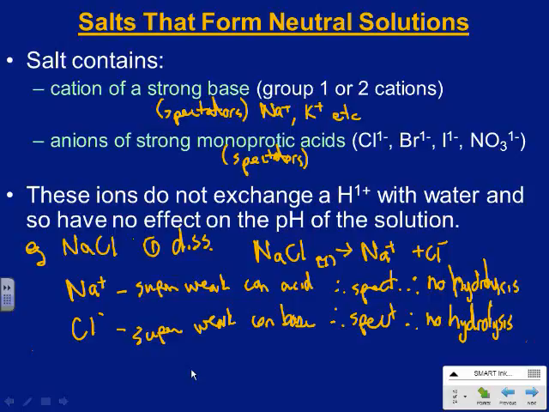If there's no hydrolysis whatsoever, then there's no OH minus or H3O plus formed. It's neutral. Therefore, neutral. Okay? Now let's analyze some other salts that have some moderately weak guys in them. That's essentially what we're doing.